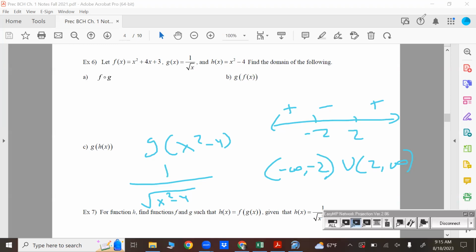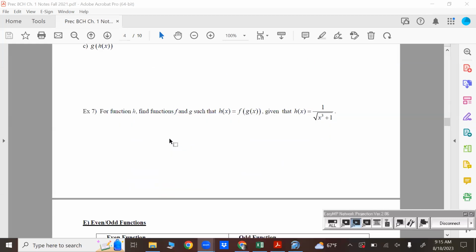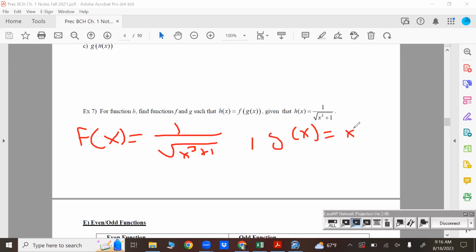Number 7 is kind of open-ended, I think. Find f and g such that h of x equals f of g of x, given that h of x. Okay, if you really want to be a smartass about it, you could say this. You say f of x equals this, and g of x equals this. Is that true? Yeah, it totally is, right? You can do this every single time.